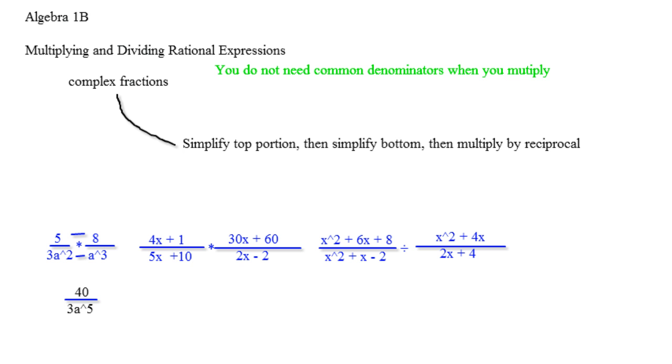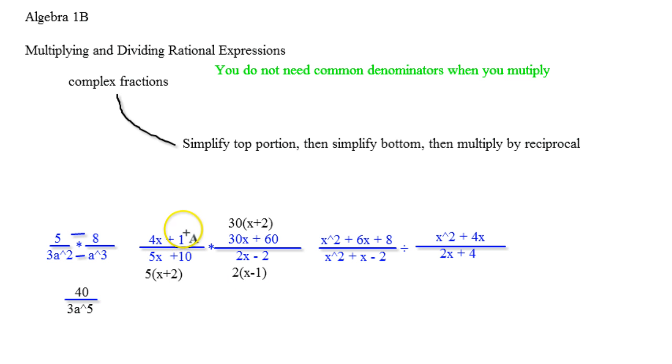Now on this one, you can try to factor out some stuff. So I would probably factor out a 5 out of this, so this becomes 5 times x plus 2. And then out of here, I would factor out a 30 and have this be x plus 2 as well. And then right here, you could also factor out a 2, so 2 times x minus 1.